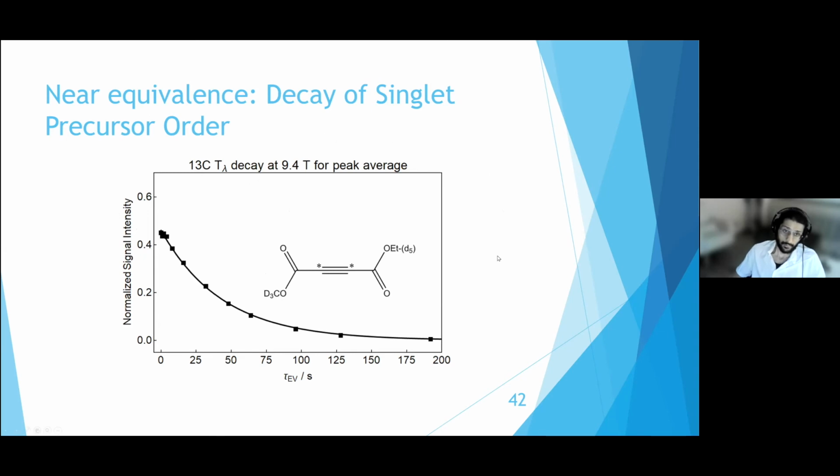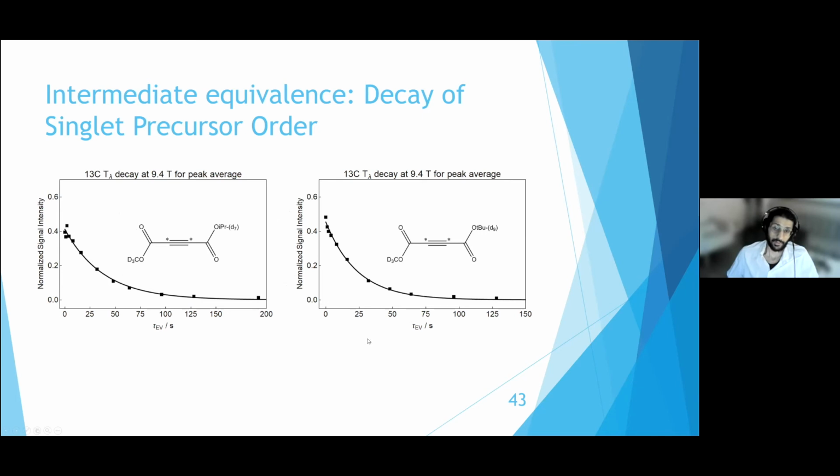Here's an example of what we did. We generated the singlet precursor order at 9.4 Tesla in these systems, and we monitored its decay. You can see you get these very nice mono-exponential curves. And in the intermediate equivalence regime, you also get these very nice mono-exponential curves. And this is very nice because if you were to generate a singlet order, which is not an eigenorder in these very inequivalent systems, then you would get all kinds of crazy oscillations. And in general, you wouldn't get a decay that was mono-exponential.